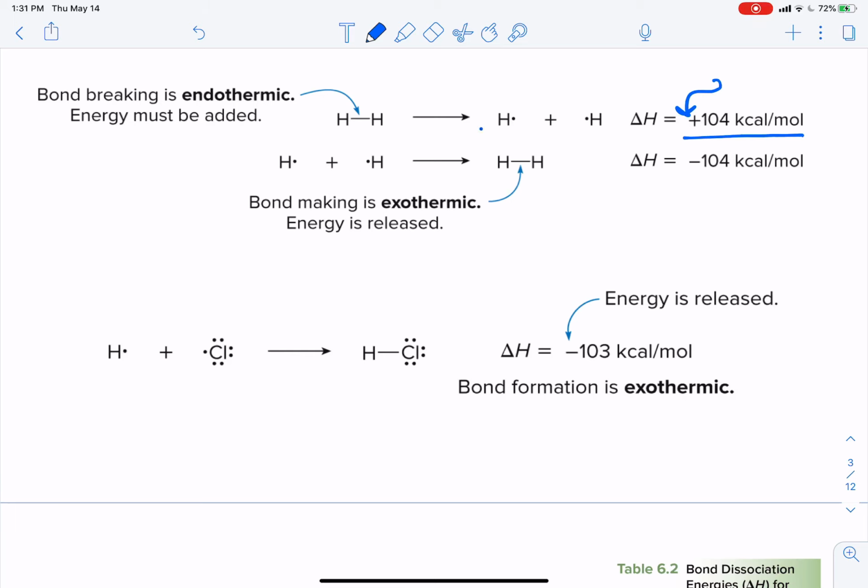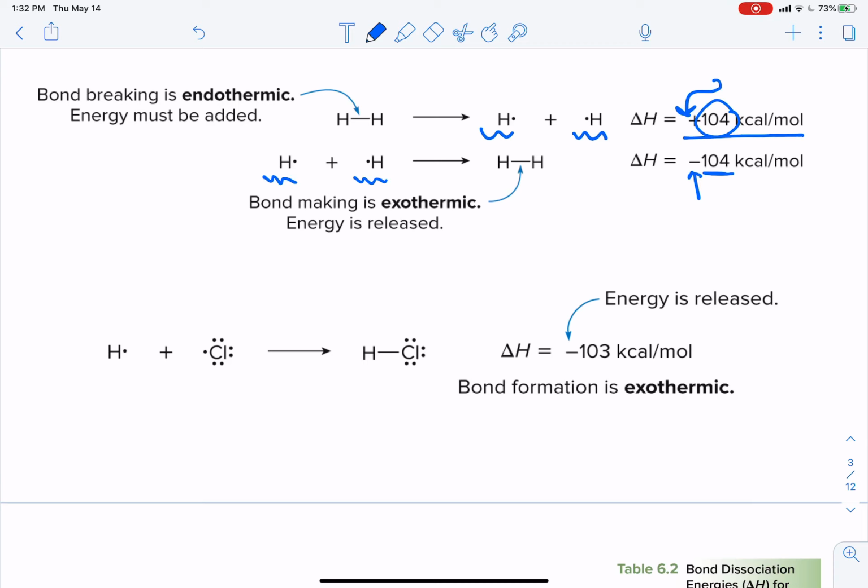And then we will get a couple of individual hydrogen atoms. Now, when we make the hydrogen molecule, so we take two individual hydrogen atoms and we bring them together to make that bond, there's going to be a release of energy, because when we make bonds, we release energy. And it's exactly the same number as when we broke the bond, except it's a release of energy. And again, you guys, we indicate that with the negative symbol.